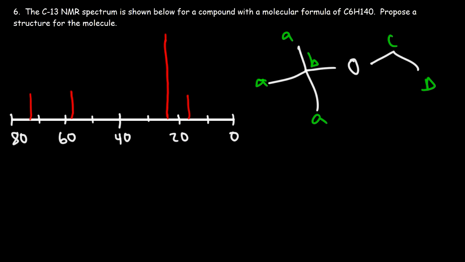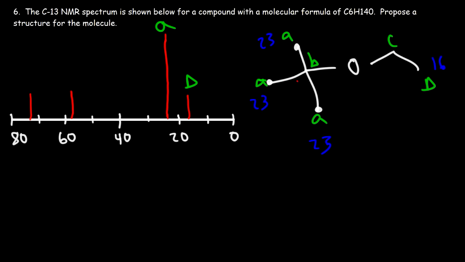Now let's determine where each signal goes. Now automatically we can see that this is the tallest peak. So that's going to correspond to the 3 methyl groups that we see for signal A. These 3 carbons will add up to form a large signal. Now this methyl group on the right side must be signal D, which corresponds to a chemical shift of 16. So this is 16 and this is about 23.